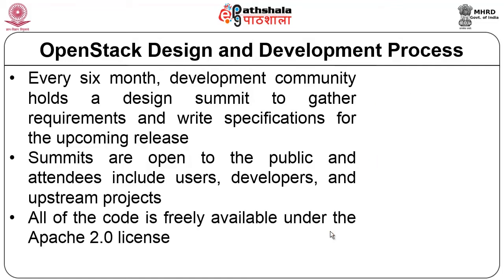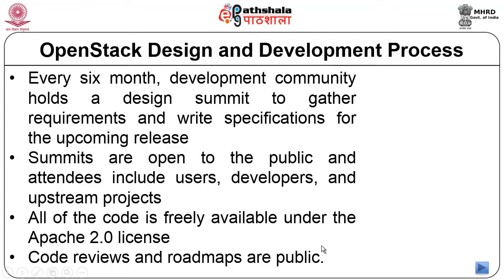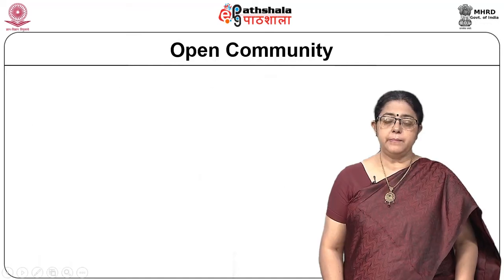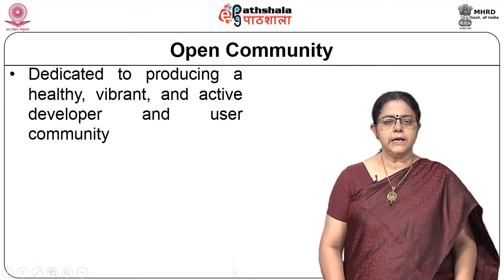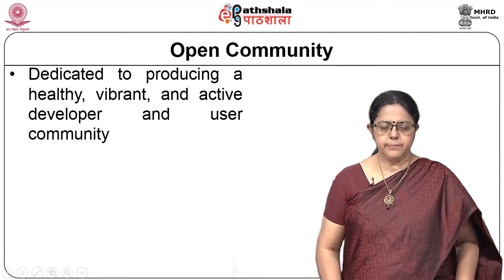Then the code, whatever will be developed, comes under the Apache 2.0 license, and it will be freely available to anybody who wants to use it. And anyone who wants to develop some code is allowed to develop, but inclusion of that will be decided by the core committee. So, the code will be reviewed and roadmaps will be discussed. These are all public information, publicly available and publicly implemented.